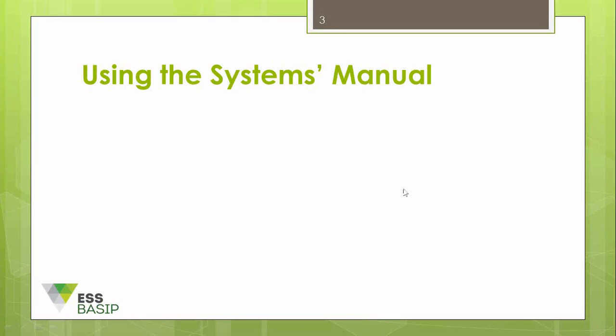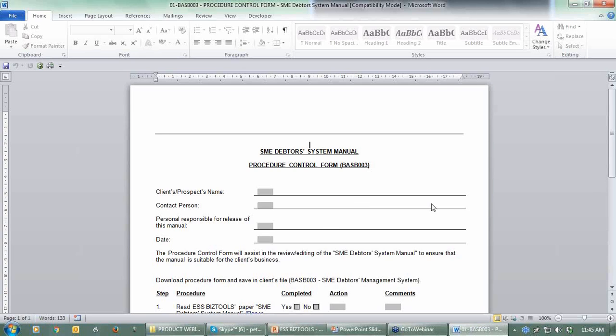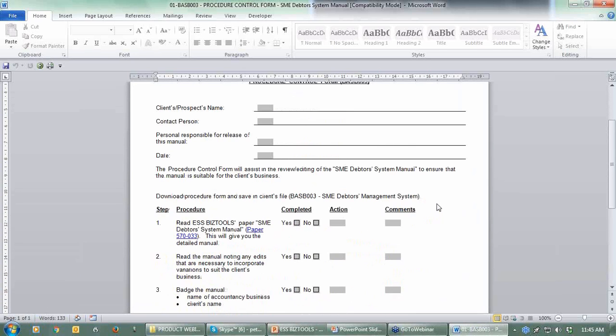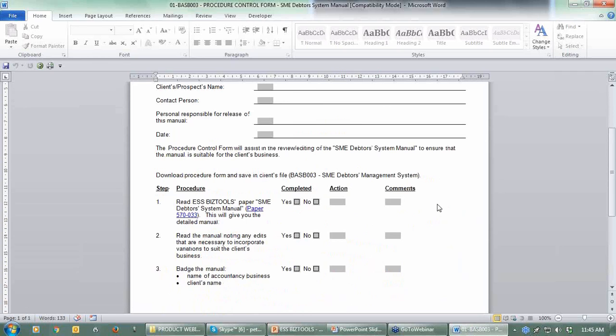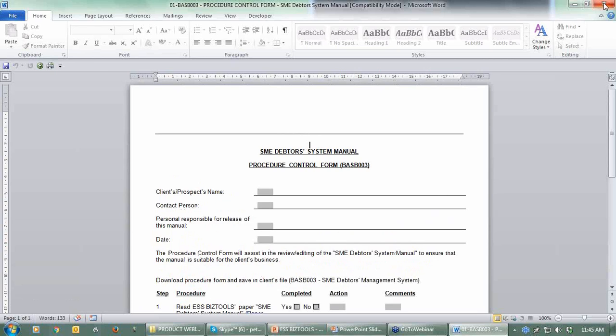The system is built around a procedure control form. This is a very short procedure control form because the document has basically been produced, but it does summarize what has to be done.